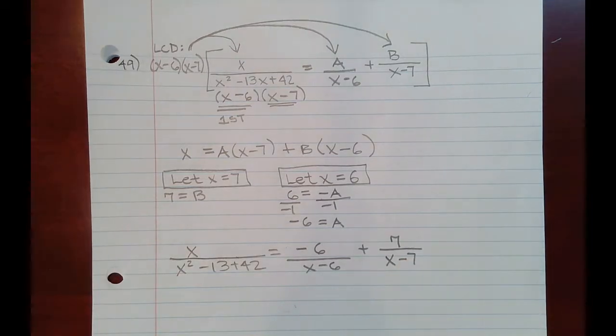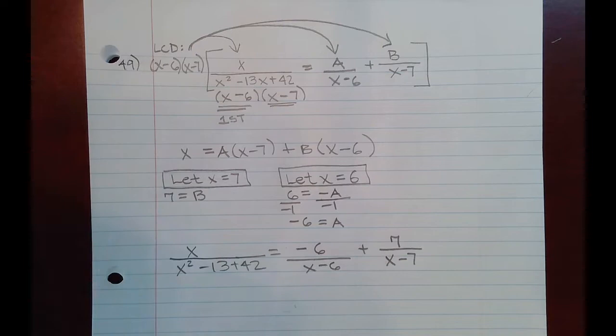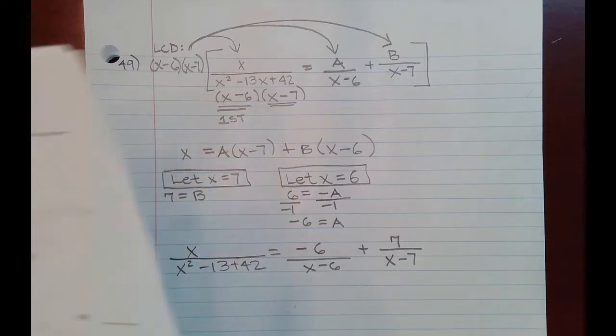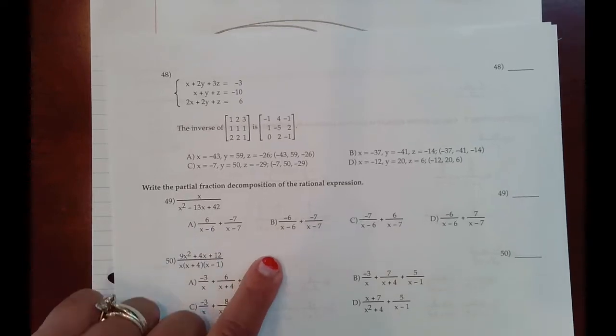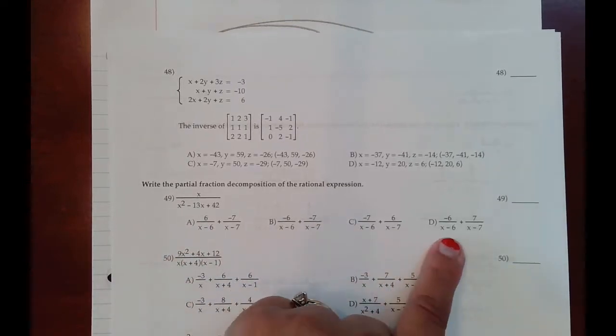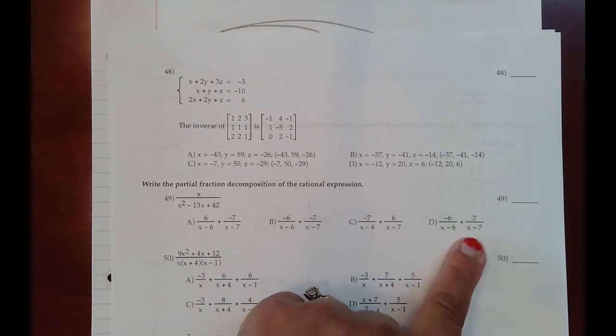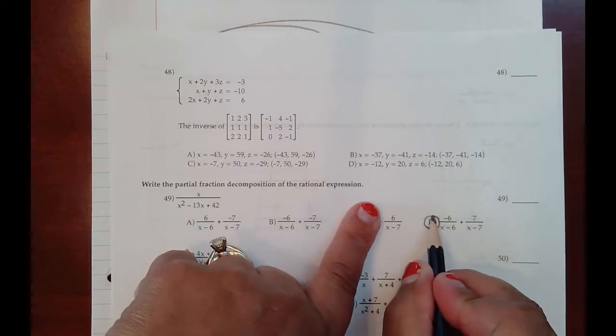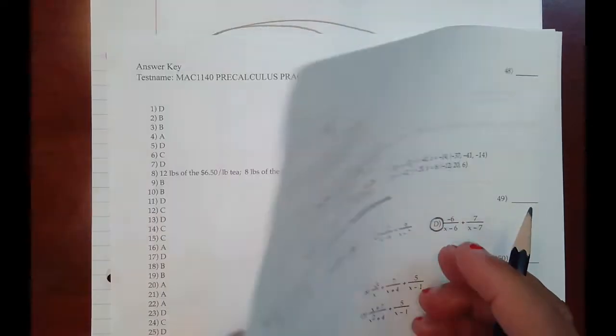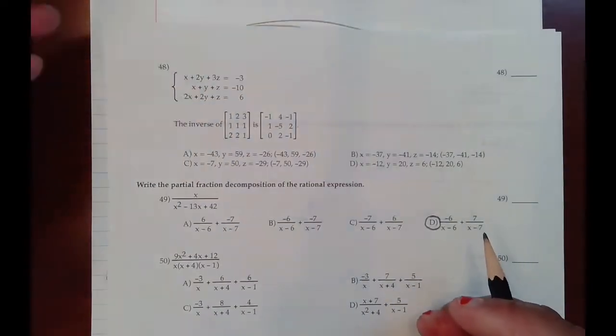Okay, with respect to the answers that you're seeing here, negative 6 belonging to x minus 6, that would be that one, and 7 belonging to the denominator x minus 7. So that would be choice D for 49. Let me check those as we go along. Yes, that's correct. Okay, moving on to 50.